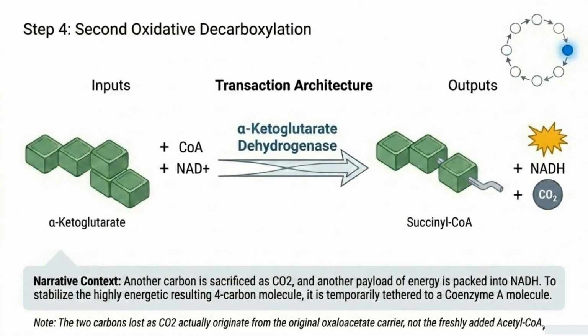NADH. In step 4, the engine duplicates its previous strategy using the alpha-ketoglutarate dehydrogenase complex. Another carbon atom is sacrificed and released as carbon dioxide waste, while a second payload of high-energy electrons is packed safely into another molecule of NADH. To stabilize the highly reactive 4-carbon fragment left behind, the enzyme temporarily tethers it to a fresh coenzyme A molecule, creating succinyl-CoA. An interesting side note, the 2 carbons lost as waste up to this point actually originated from the original oxaloacetate carrier, not the new fuel cartridge we just brought in.